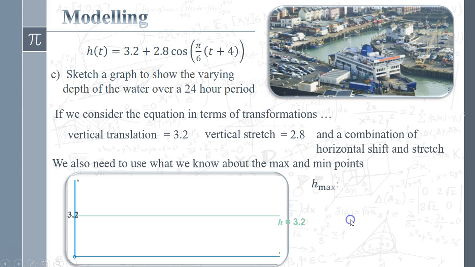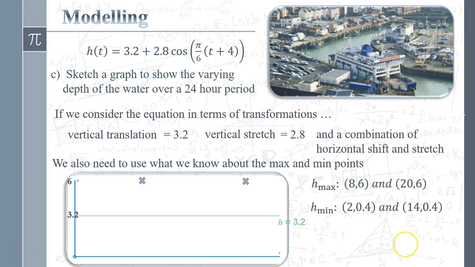We've now got our maximum values. So when t equals 8, the height of the water was 6, and when t equals 20, the height of the water was 6. So let's put those onto our sketch. And then when we've got our minimum values, same principle, so let's put those on as well, and now we've got enough to be able to draw a cosine curve through there also.